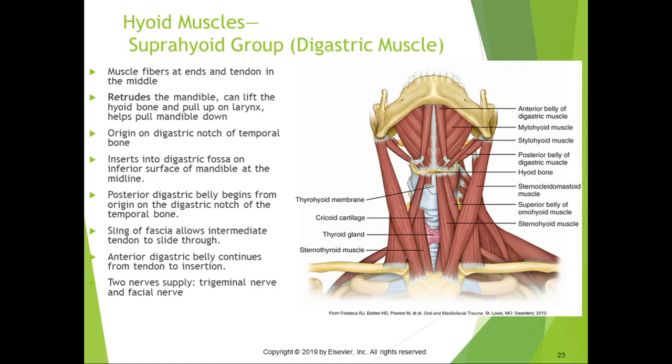The insertion of this digastric muscle is going to go into the digastric fossa, which is on the inferior surface of the mandible at the midline. So we have that muscle coming up, and it's going to insert inside the mandible, right at the midline. We do have a sling of fascia that allows the tendon to go through up in this area for us. And the anterior digastric belly continues from that tendon up into its level of insertion. So really we're looking down here, pulling on that lower mandible. As I said, it can retrude the mandible or help to pull that mandible down.